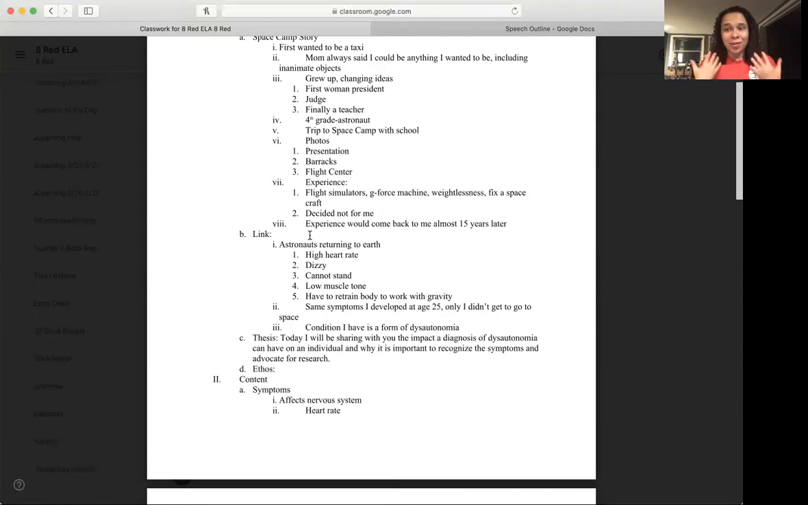I am credible to talk about this condition because I actually have it. I've had it since I was 25. I'm 30 now. I've had it for 5 years.